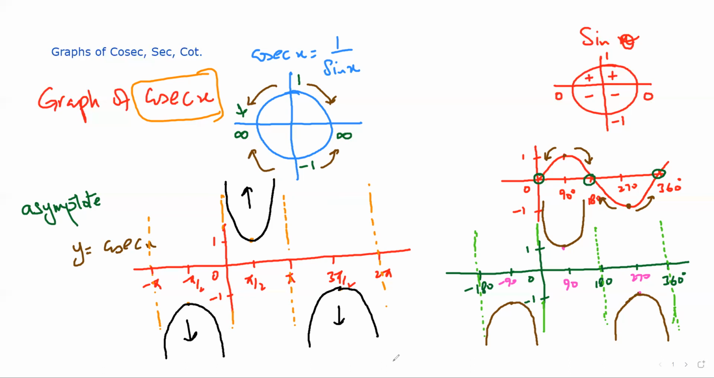Okay, so this was the graph of cosecant x. I'll tell you in the next segment the graph of secant x.